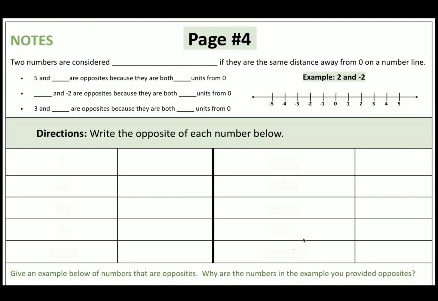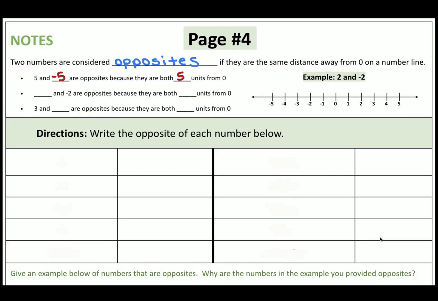Let's take a look at the notes at the top of page 4. 2 numbers are considered opposites if they are the same distance from 0 on a number line. They're just on opposite sides. So for example, 5 and -5 are opposites because they're both 5 units from 0. Make sure you're writing with me.